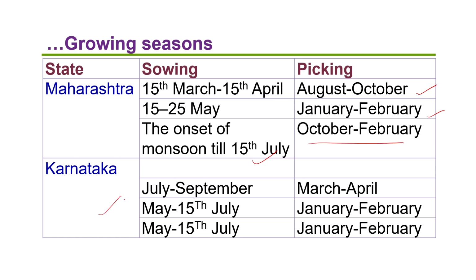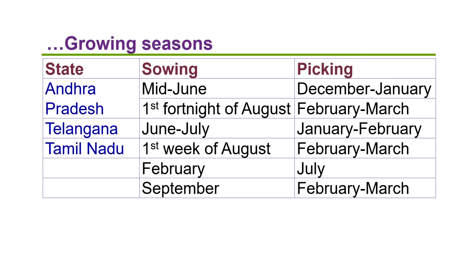And then coming to Karnataka, July, September is the sowing time, and March, April is the harvesting time. And then May to 15 July, January, February harvesting time. So you are visualizing that it is being grown throughout the year in one part of the country or the other part of the country. Let us check for Andhra Pradesh, mid-June to December, January, first fortnight of August to February, March. Telangana, June, July and January, February is the picking time. Tamil Nadu, first week of August to February, March.